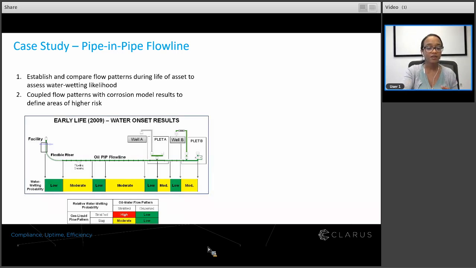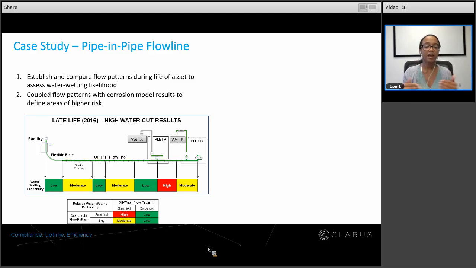During the early life, the water wetting risk was low to moderate. Towards the mid-life, we started seeing a higher probability of water wetting risk at the section of pipeline upstream of the second well. And then towards the late life, that section expanded. It was still at the same location, but it became a significant portion of concern. Mainly due to the bathymetry, that area had a higher water holdup and therefore water wetting risk.